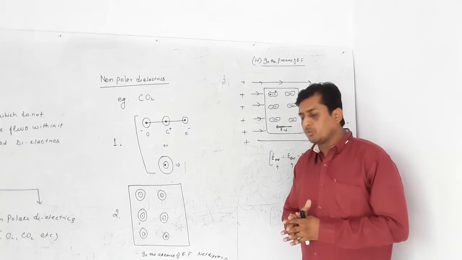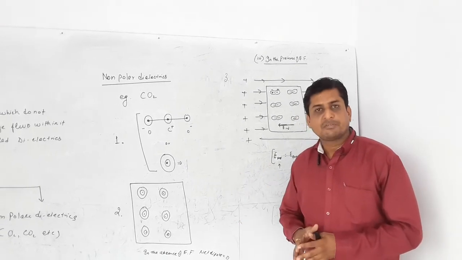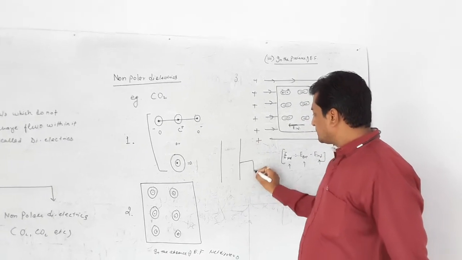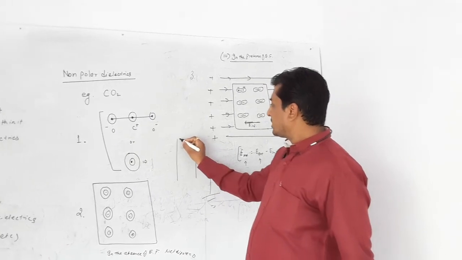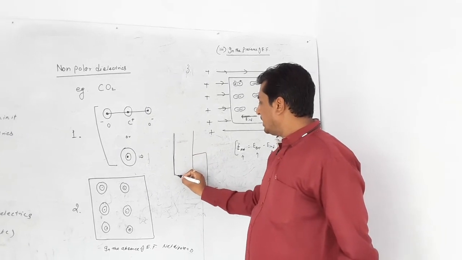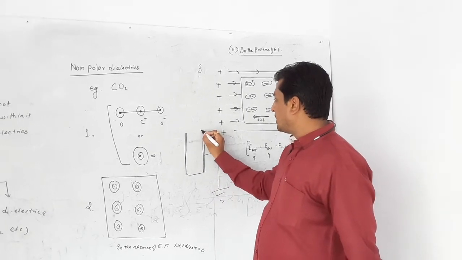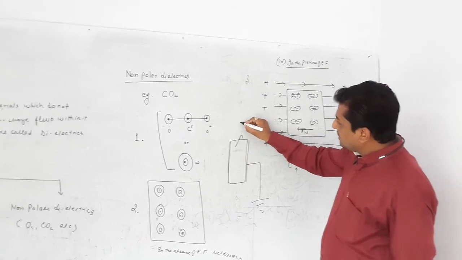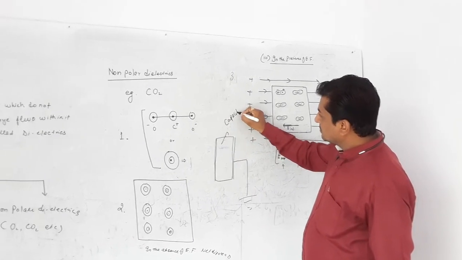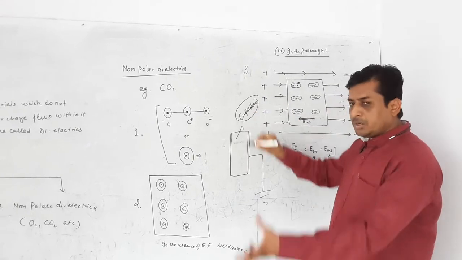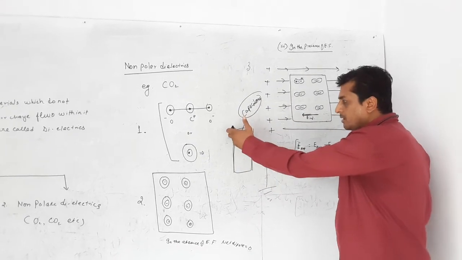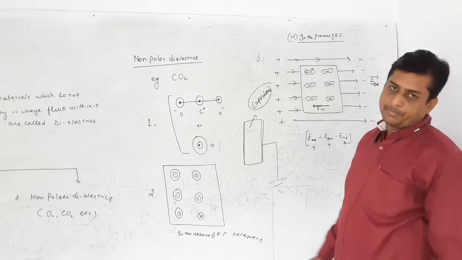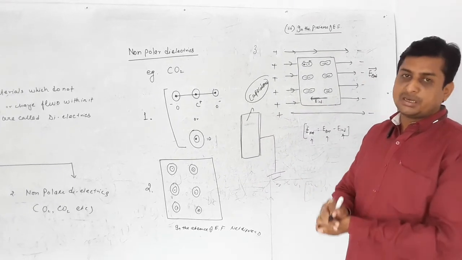Now, the question is, what is the role of a dielectric in the case of a capacitor? My dear students, this is a parallel plate capacitor. In this parallel plate capacitor, if you introduce any dielectric, either polar or non-polar, then what does it help with? It increases the capacitance. By introducing dielectrics in between the metal plates of the capacitor, we can increase the capacitance. The question is, how can we increase it?